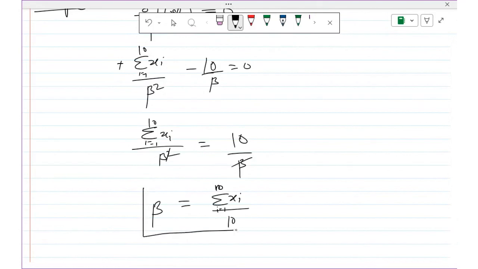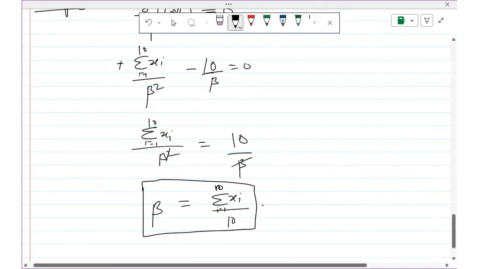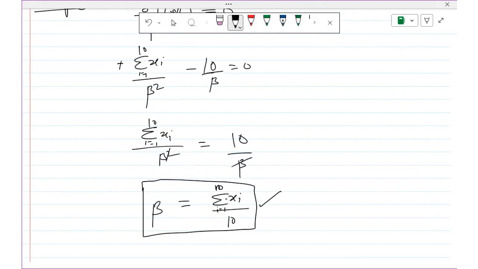This is the maximum likelihood estimator, and which is completely fine because this beta was a mean, and this equation says that if you want to estimate the mean of an exponential distribution from a sample, then you can use the sample mean. It is a maximum likelihood estimator.